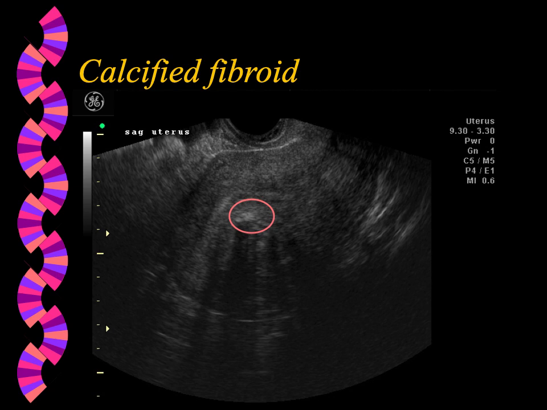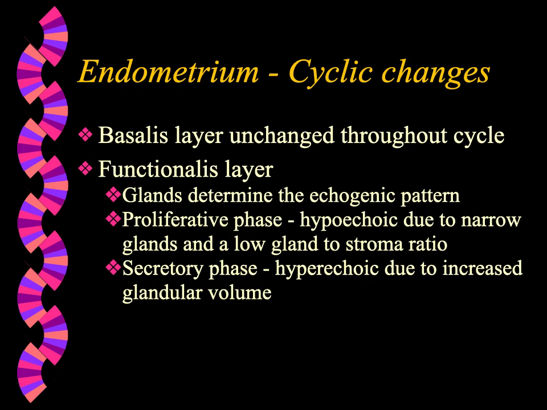The next thing that we're going to talk about is the endometrium. And the endometrium is a very dynamic organ. It has cyclic changes under the influence of the ovarian hormones. The endometrium is comprised of two main layers, the basalis layer, which is unchanged throughout the menstrual cycle, and the functionalis layer, which is what changes based on the ovarian hormones. And the glands within the functionalis layer determine the echogenic pattern.